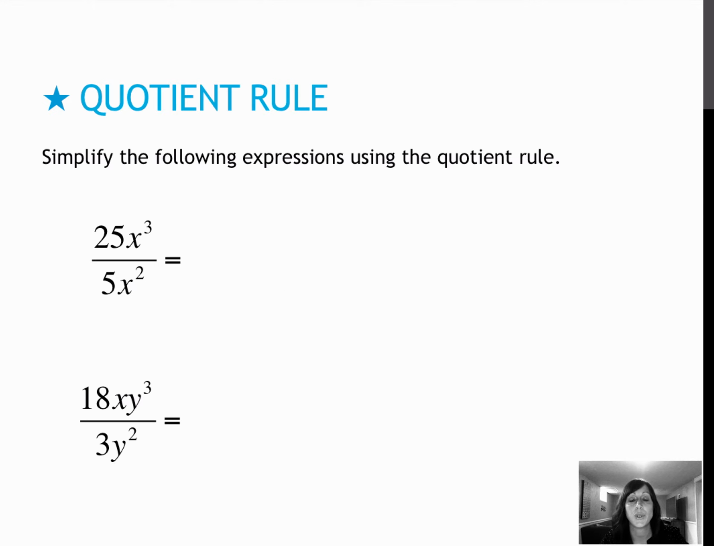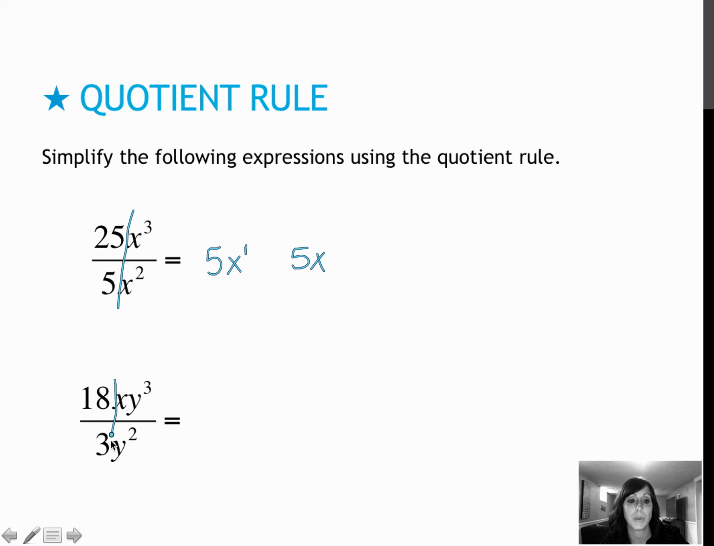Go ahead and try these two on your own, then press play to see how you did. For the first one, again, I would divide 25 and 5 to get 5, and then 3 minus 2 to get 1, so it would just be 5x. It's not necessary for us to put the 1 up there, so I would just write that as 5x.